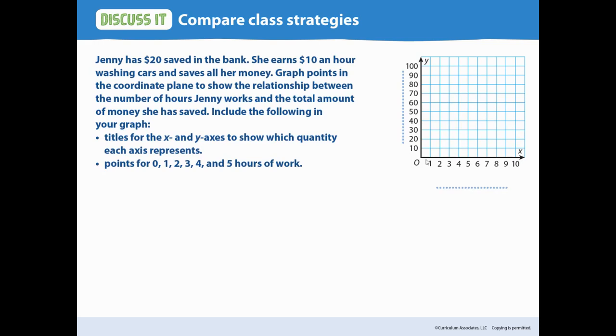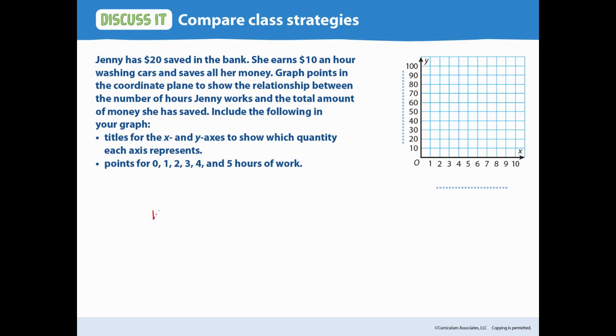So we have a coordinate plane here. Jenny has $20 saved in the bank. She earns $10 an hour washing cars and saves all of her money. Graph the points in the coordinate plane to show the relationship between the number of hours she works and the total money she has saved. Include the following in your graph. You have to have X and Y titles to show what each represents, and then points 0, 1, 2, 3, 4, and 5 for hours of work.